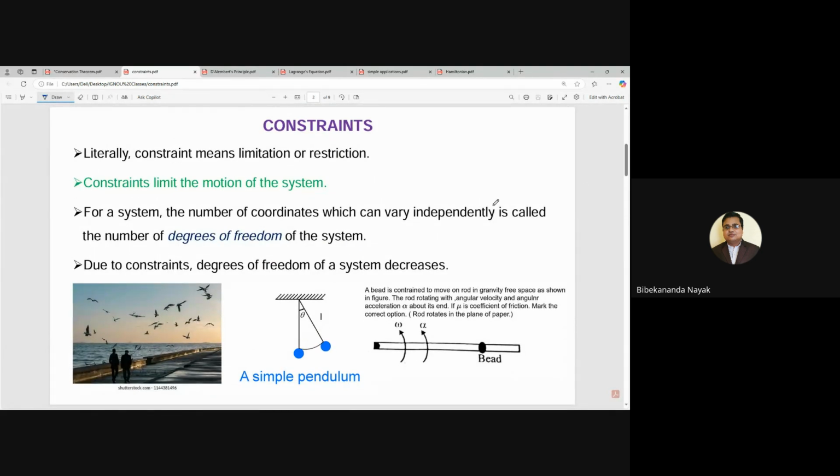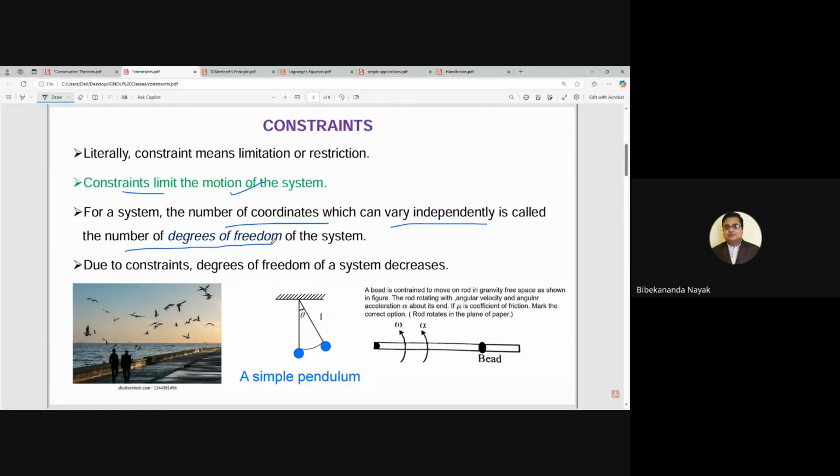Constraints. Literally, constraints mean limitation or restrictions. Constraints limit the motion of the system. For a system, the number of coordinates which can vary independently is called the number of degrees of freedom of the system. Number of degrees of freedom of a system means the number of coordinates which can vary independently.